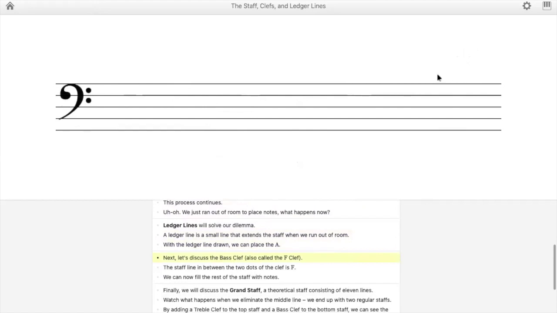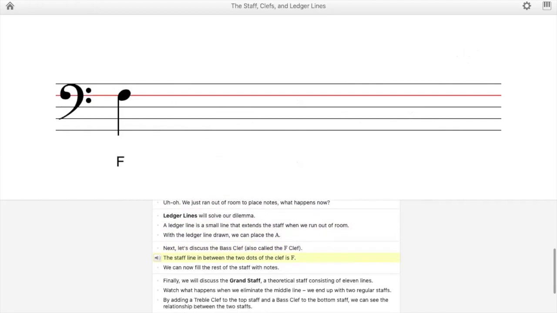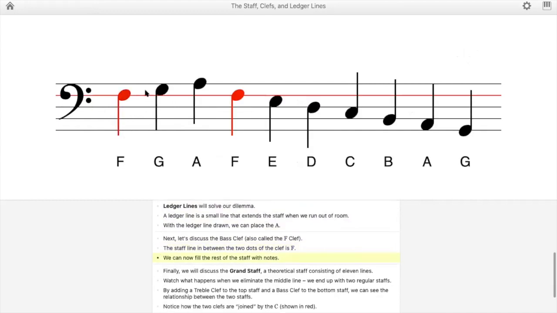All right, the bass clef is also known as the F clef because these 2 dots outline the 4th line, which is the note F. And then there are the note names on the staff in the bass clef.